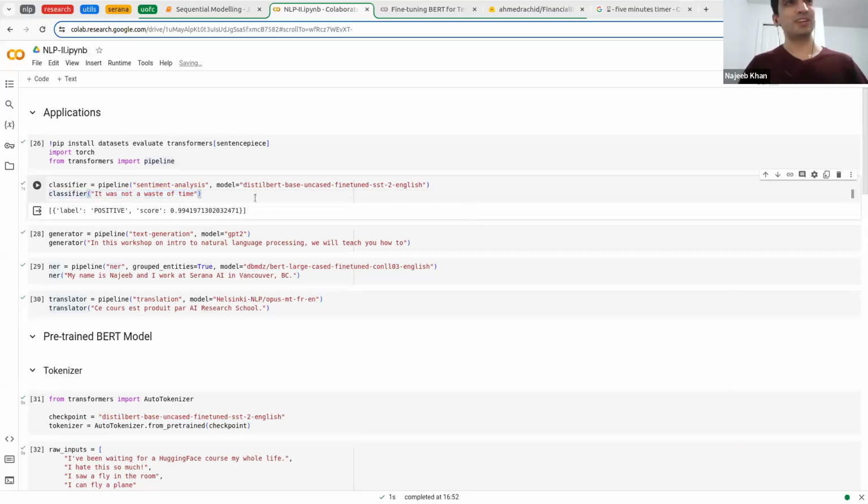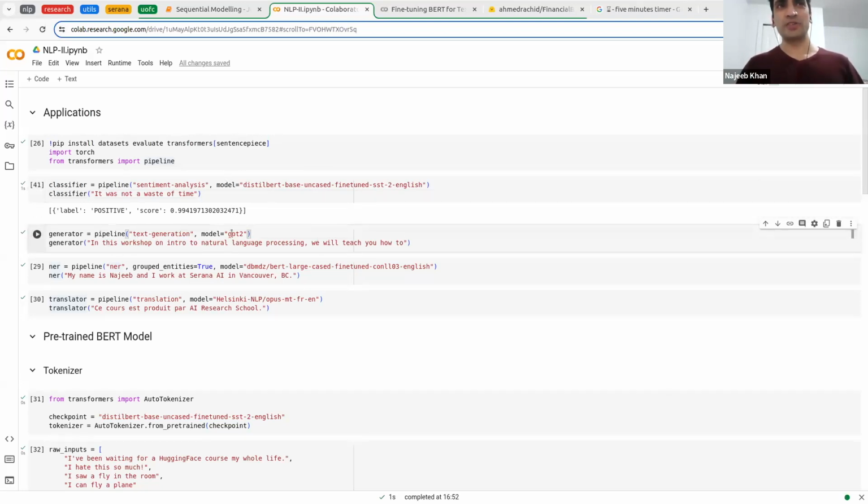Sometimes there could be something like double negations. I don't know how well it handles them, but you can play with it. If you are building a system where you need just sentiment analysis and you want an out-of-the-box model, you could definitely use something like this.